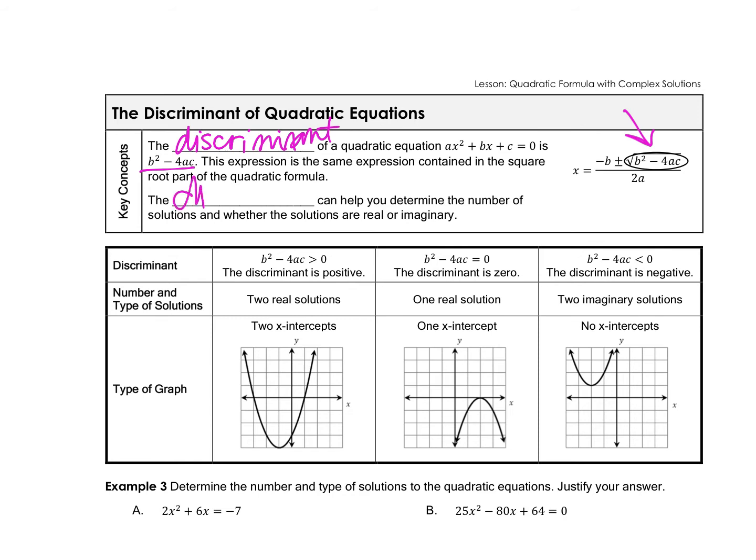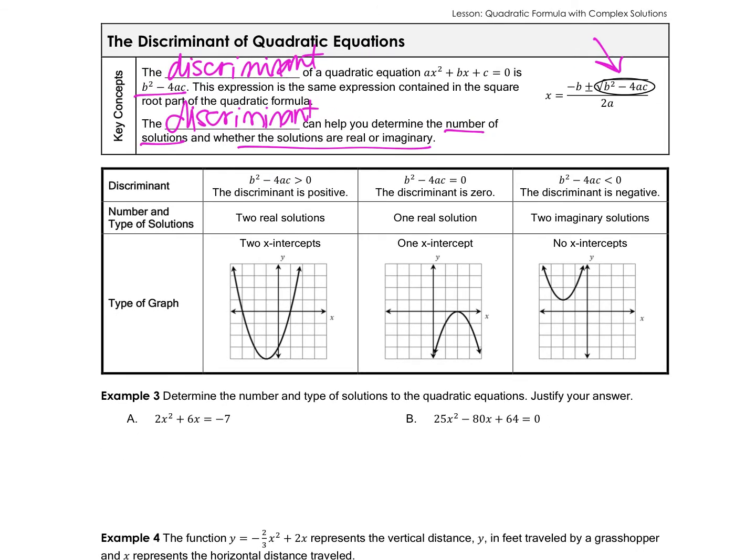So the discriminant can help you determine the number of solutions and whether the solutions are real or imaginary. So if your discriminant, when you work it out, just the b squared minus 4ac, is greater than 0, which means positive, that means you have two real solutions. This is what it looks like on a graph. It crosses at two different places on the x-axis. If it's equal to 0, that means you only have one real solution, which we looked at when we were graphing.